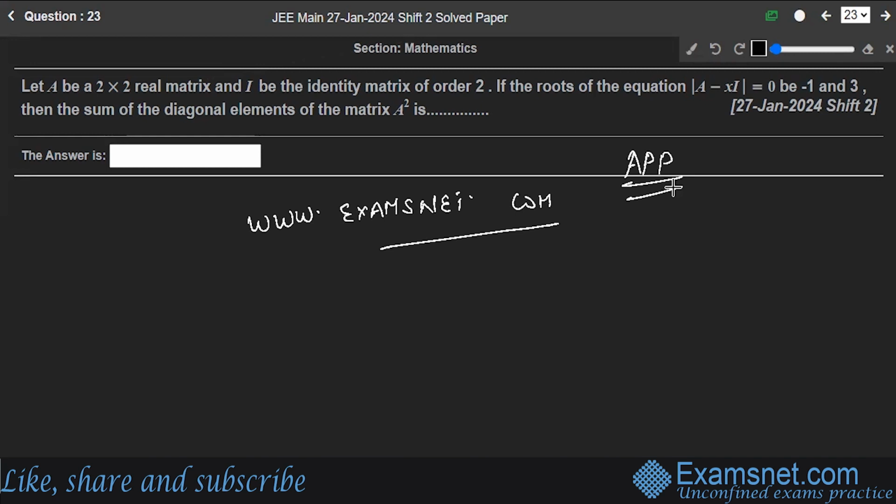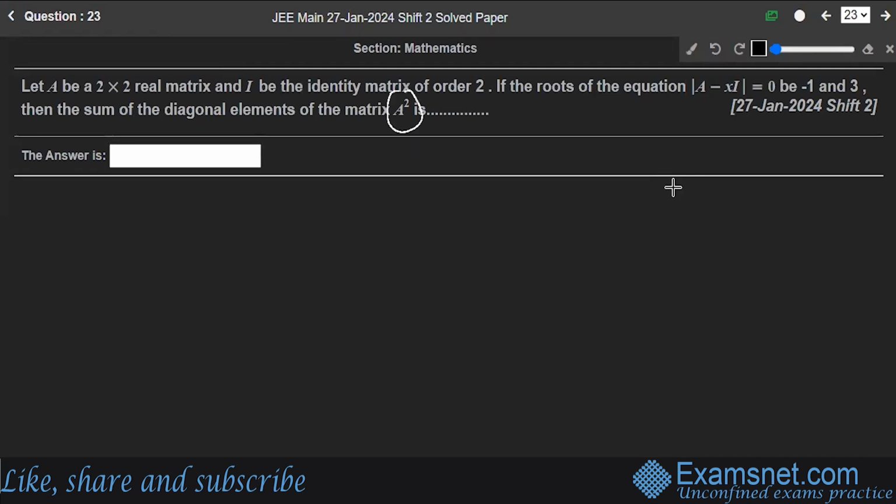Here you have A, a 2 by 2 real matrix, and I is the identity matrix, again of order 2. The roots of the equation are minus 1 and 3. You have to find the sum of the diagonal elements of A square. Okay, so you have this equation and the roots are minus 1 and 3.